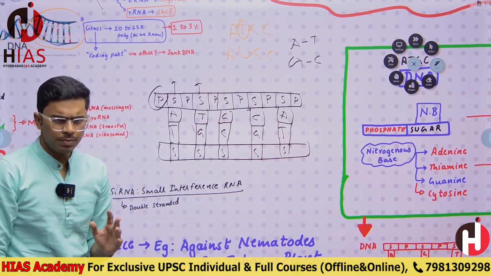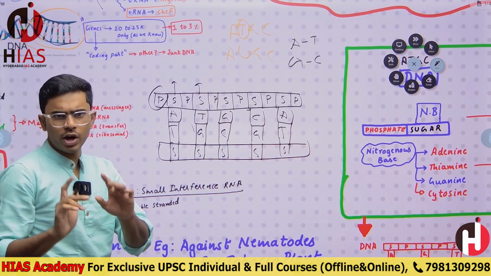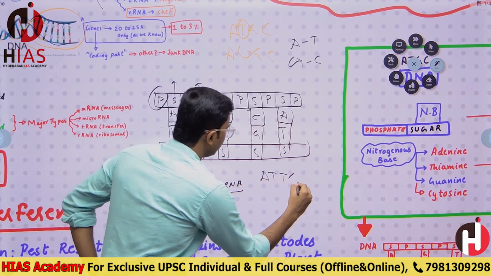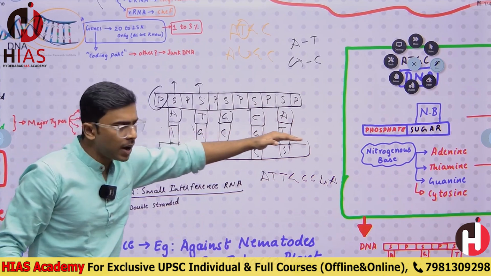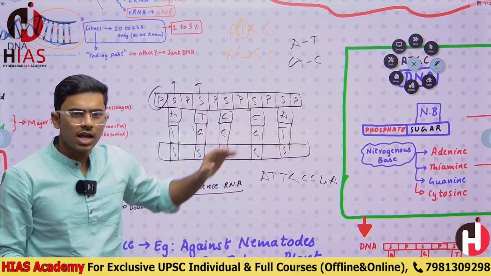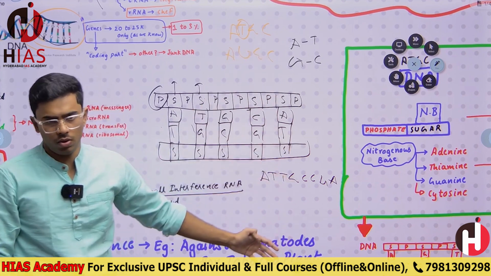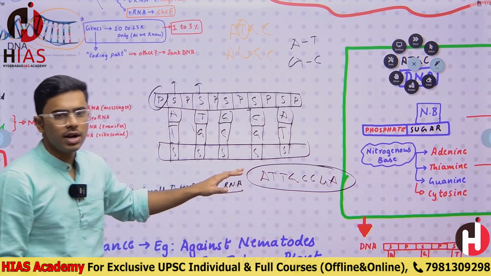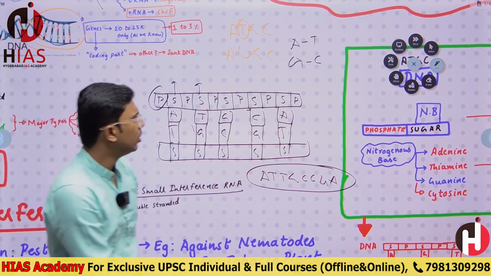Now, for the purposes of simplification of this class, if I have to write about DNA, I can simply write A T T T G C C G A, right? It can either be this part or this part. It doesn't matter because these will have the complementaries which we already know, right? So, for all practical purposes, I can simply denote our DNA to be ATGC, ATGC, ATGC, right?